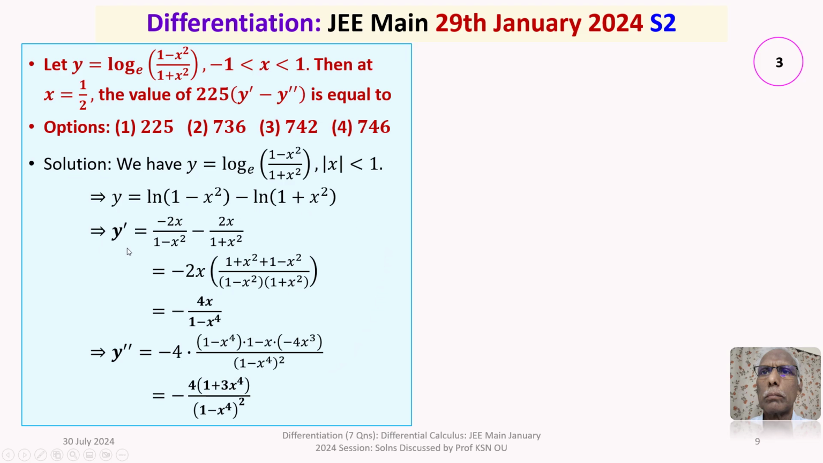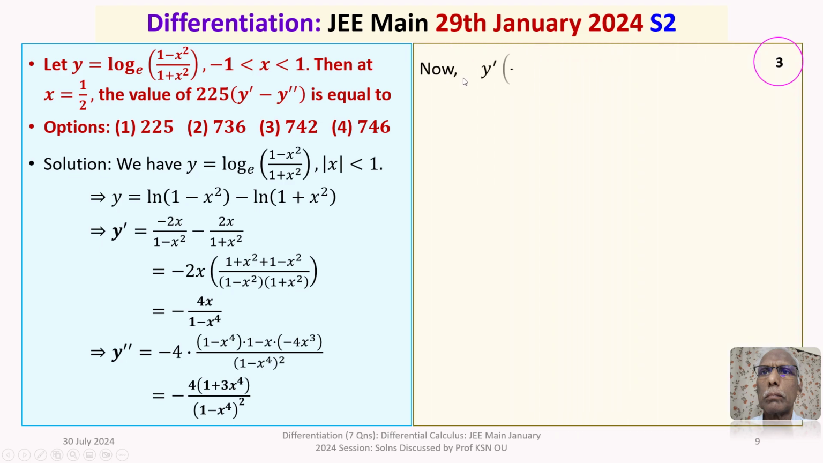So, we got y prime and y double prime, which are functions of x. Substitute x equal to 1 by 2, because we want to evaluate the value of 225 into, in brackets, y prime minus y double prime when x is equal to 1 by 2. So, take y prime and evaluate at x equal to 1 by 2, substitute, then simplify, you will get this as minus 32 by 15.